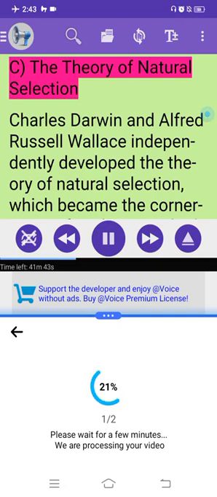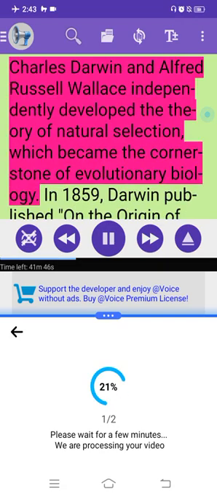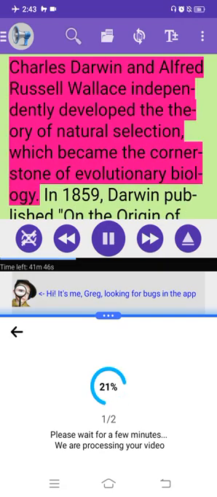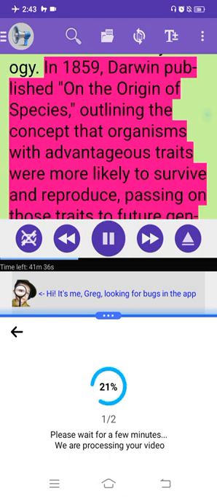C. The theory of natural selection. Charles Darwin and Alfred Russel Wallace independently developed the theory of natural selection, which became the cornerstone of evolutionary biology. In 1859, Darwin published On the Origin of Species, outlining the concept that organisms with advantageous traits were more likely to survive and reproduce, passing on those traits to future generations.